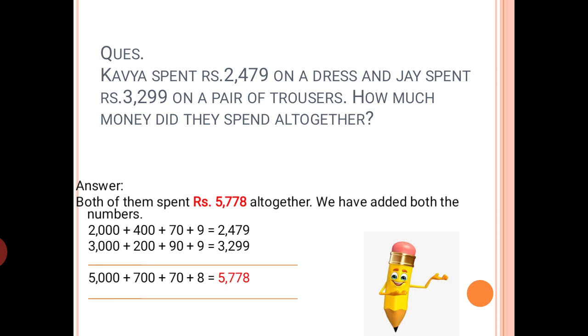So 9 plus 9 is 18. 8 will be written here and 10 will be the carry. Then we have added up all the tens, then all the hundreds and then all the thousands. So by adding up all we have reached the answer 5,778. You can try doing it on your own.